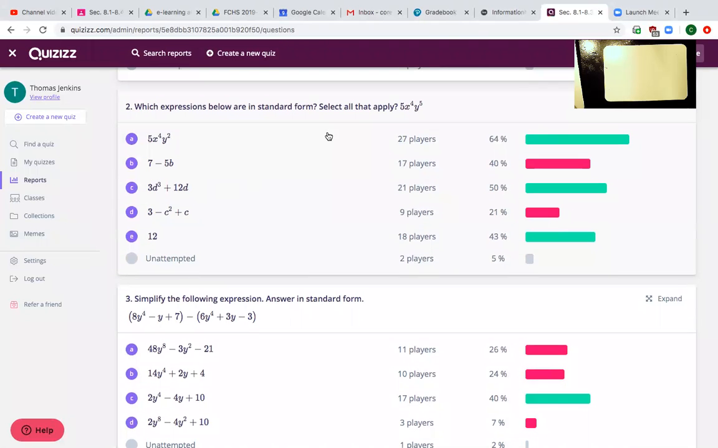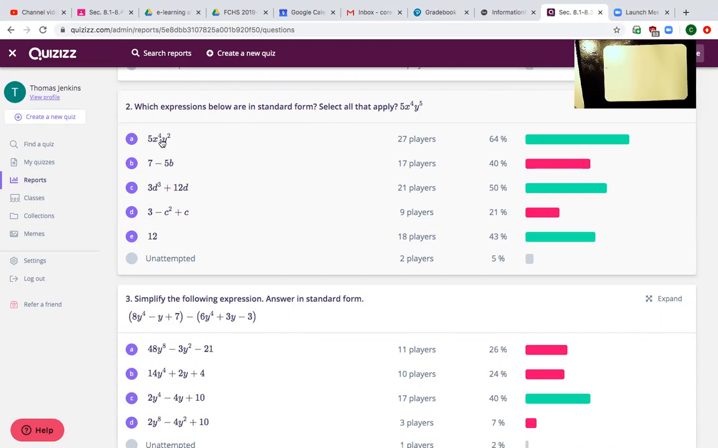All right, looking at number 2, this was the select all that apply. That right there shouldn't have been there, so if that confused you, I'm sorry. That was just a typo on my part. It says, what expressions below are in standard form? We just talked about that a little bit. Standard form goes in descending order, highest degree to lowest degree.